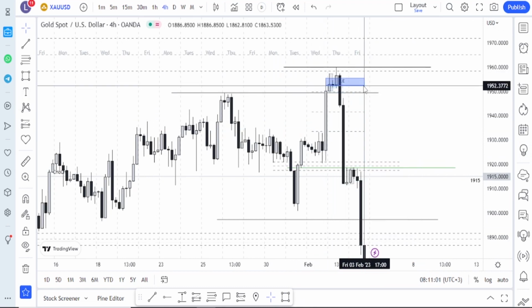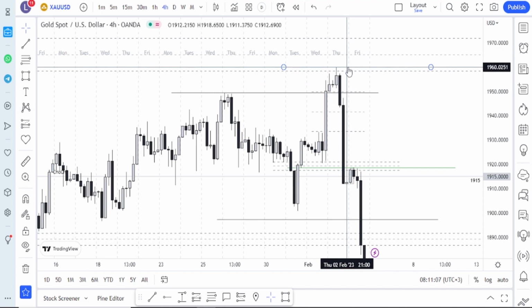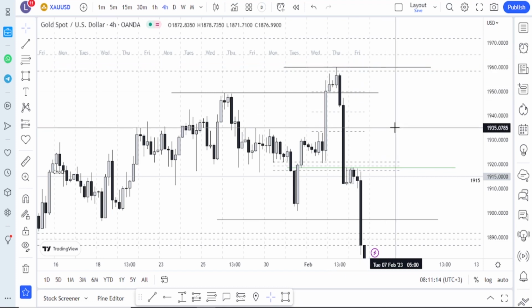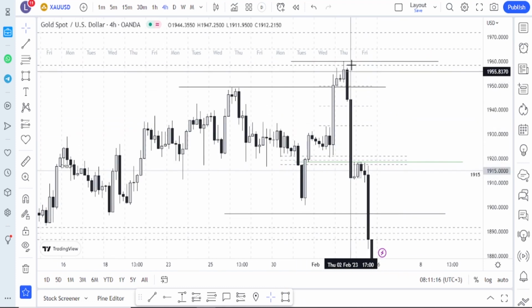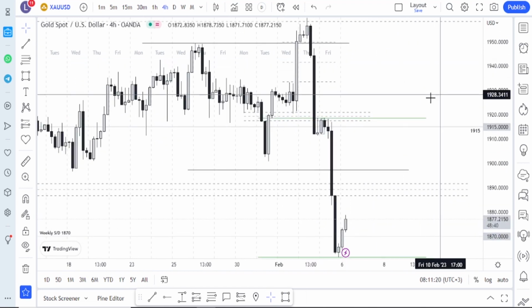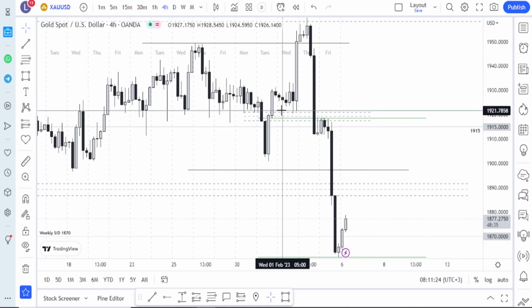imbalance, just touched it. I was expecting for it to reach at least midpoint, but it didn't. But then these were our overall targets regardless, the 1960 level. So structure has been broken to the downside here. Okay, this was filled out, so clear it in this too.